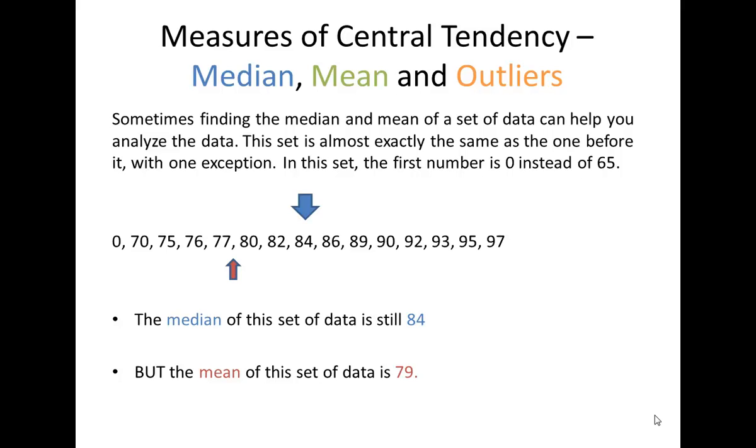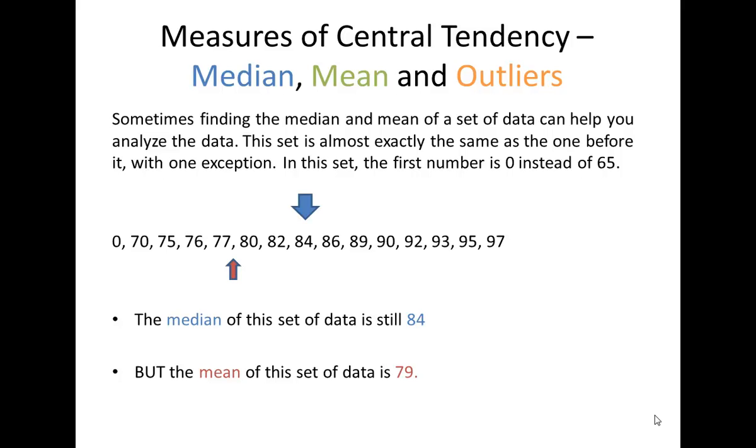Sometimes finding the median and mean of a set of data can help you analyze the data. This set is almost exactly the same as the one before it, with one exception. In this set, the first number is 0 instead of 65. The median stays the same because we have the same number of values in our list. The median of this set of data is still 84.